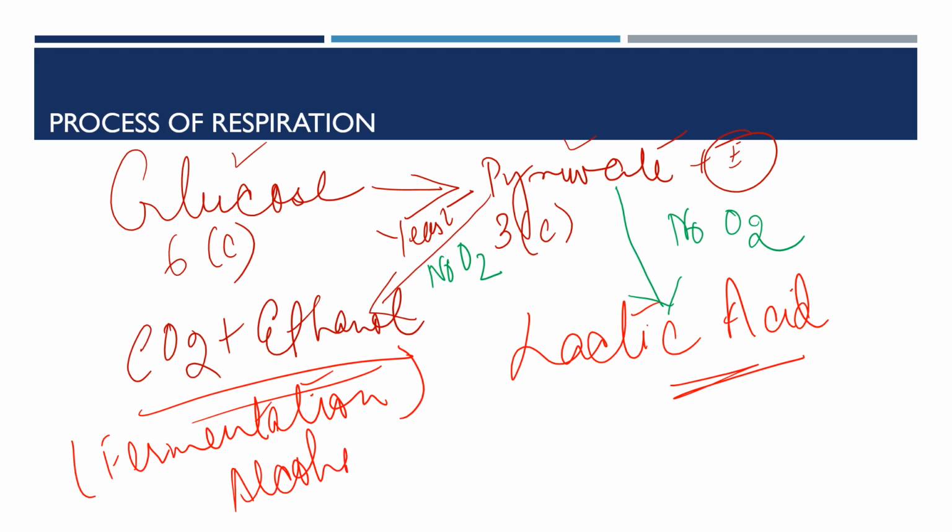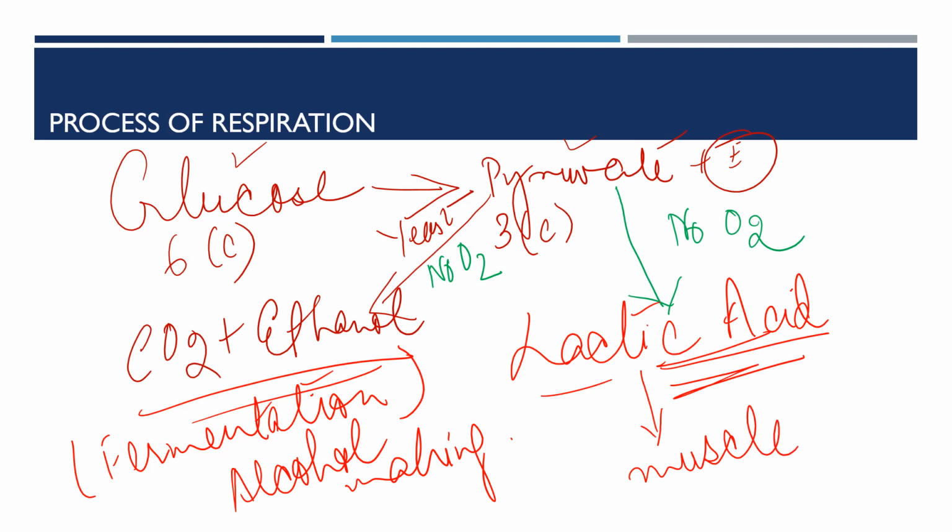So alcohol making industries produce alcohol through this process, and this lactic acid in absence of oxygen, how can we say? When we are doing too much exercise, lactic acid gets accumulated in our muscle cells, and so we are getting cramps. So this lactic acid accumulation causes muscle cramps when we are exercising too much.